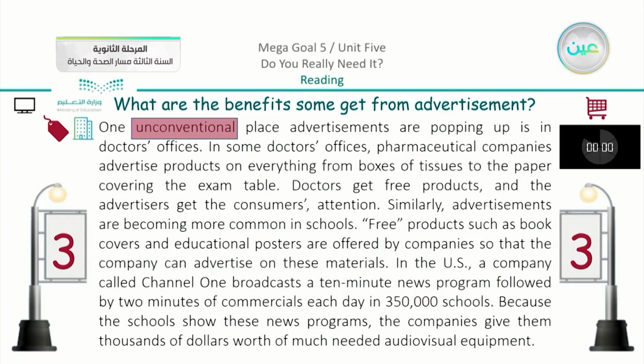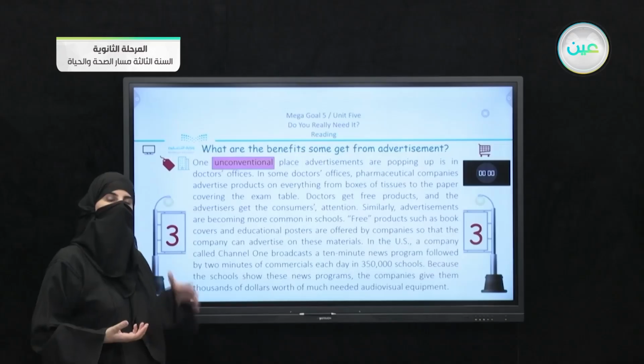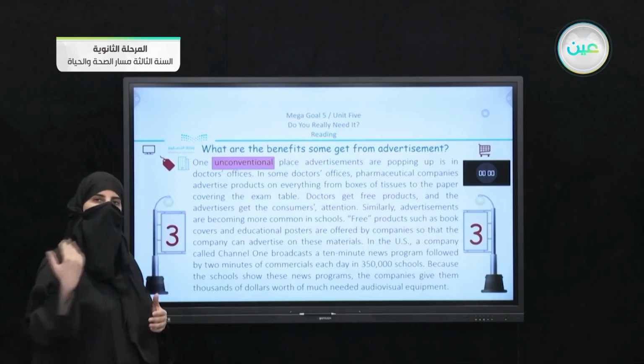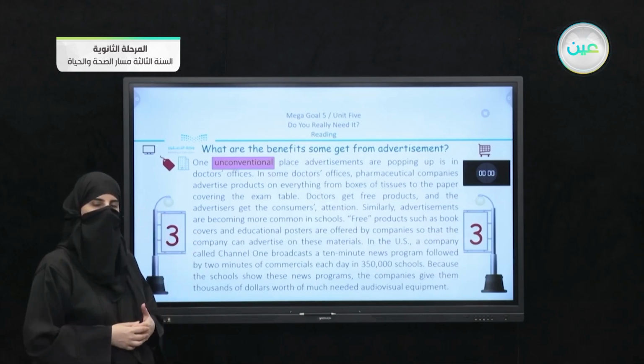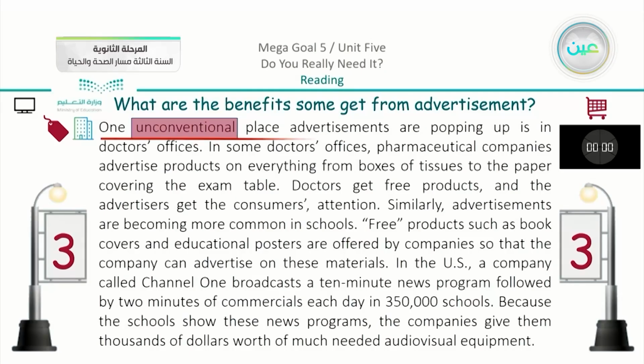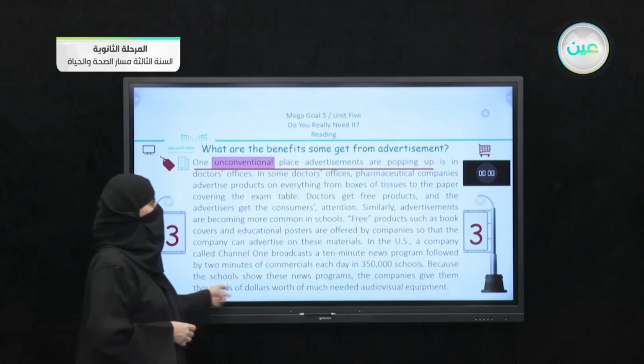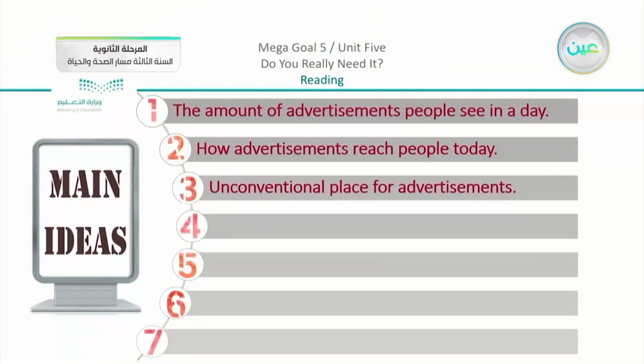Time's up. So we are going to see what is the main idea that we have. And you can see from the very start that we have the word unconventional, which is one of the words that we passed through the vocabulary building. So we are going to underline here, one unconventional place advertisements are popping up is in doctor's office. So here the basic idea is the pop-up of advertisements in general. So we have here the third idea, unconventional place for advertisements.